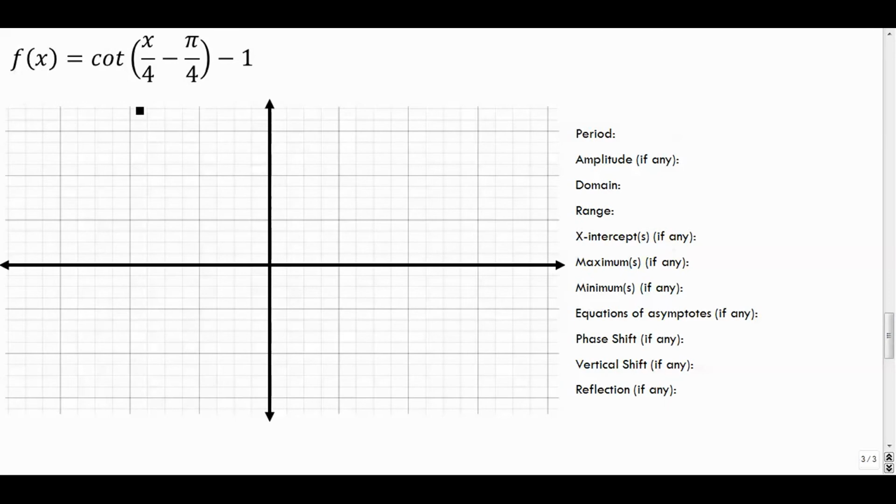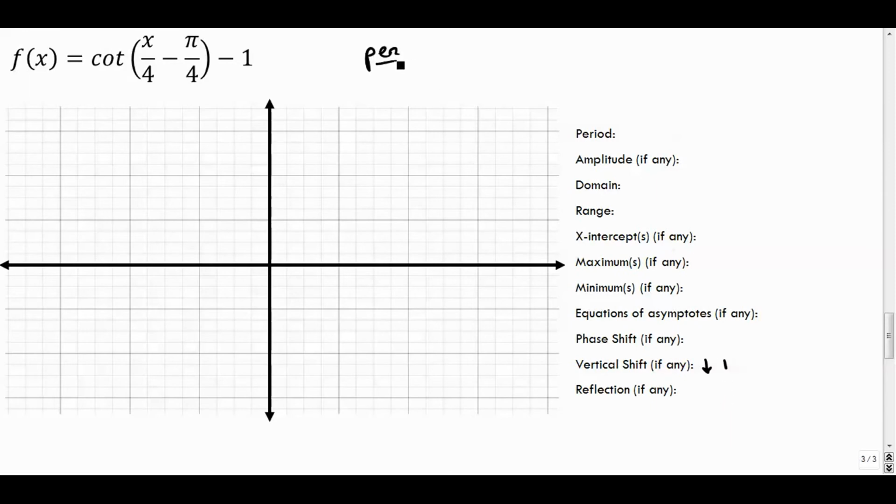Alright, so this one looks like a b value of 1/4, a c value of pi over 4, and a d value of negative 1. Okay, so we have a couple things changing here. Let's start with the most obvious one, the vertical translation. That's down 1 unit.